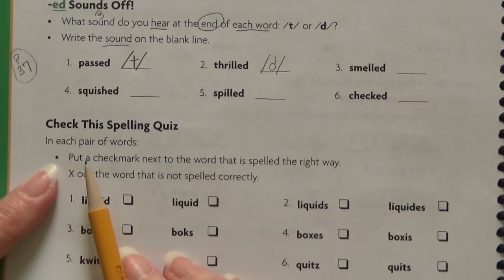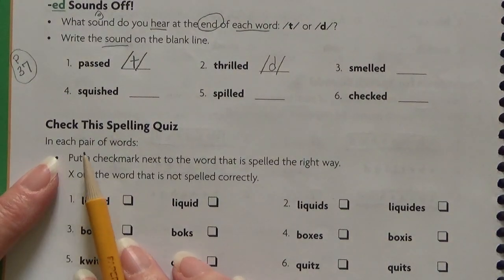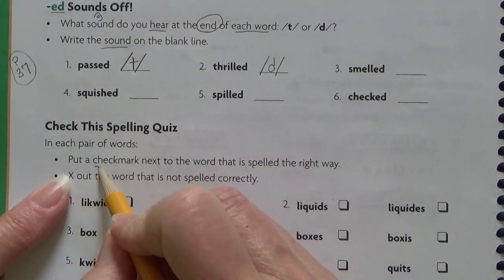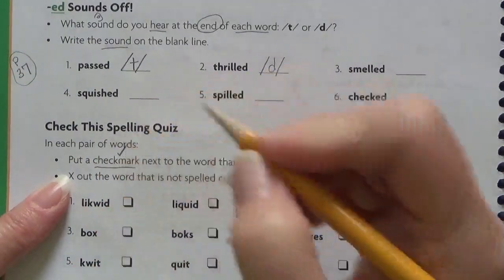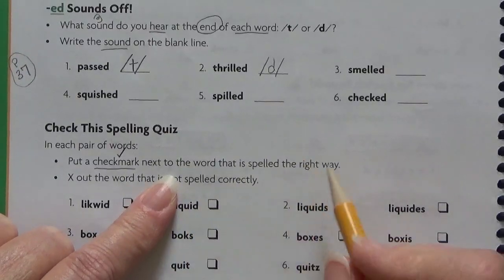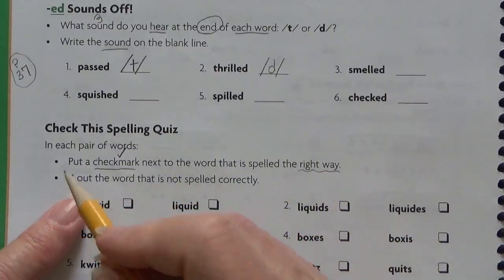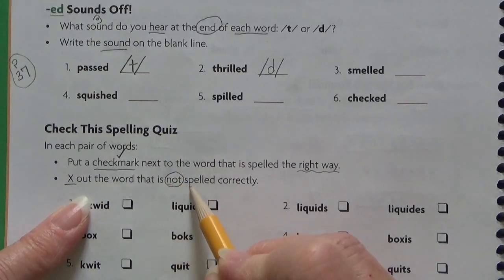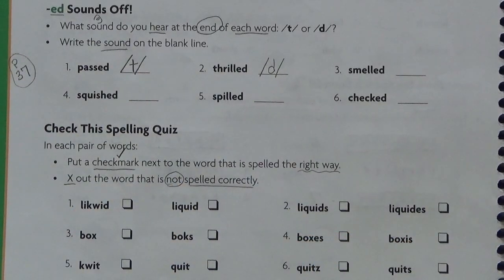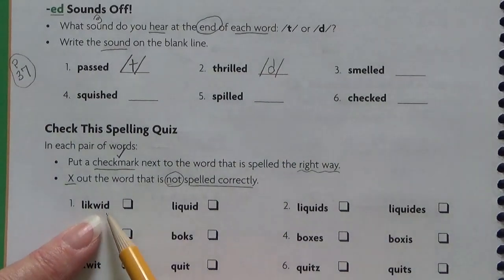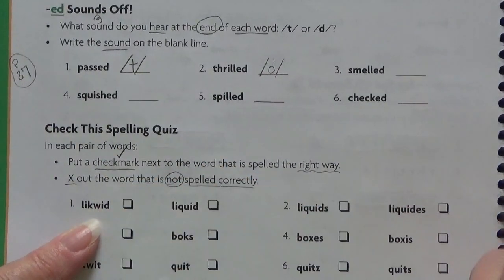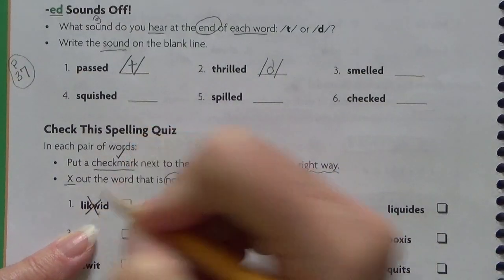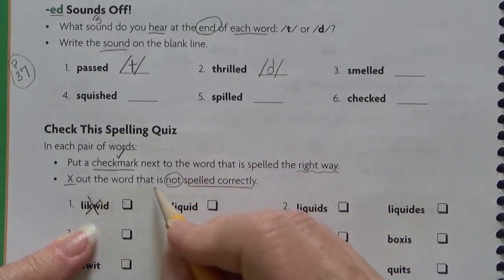Now, check the spelling quiz. In each pair of words, we've got to put a check mark next to the word that is spelled the right way, and we're going to X out the word that is not spelled correctly. All right, so liquid. Now my brain's going, never seen that word before like that. So I'm going to put an X on it. Or you could put an X in here. It says to X out the word.